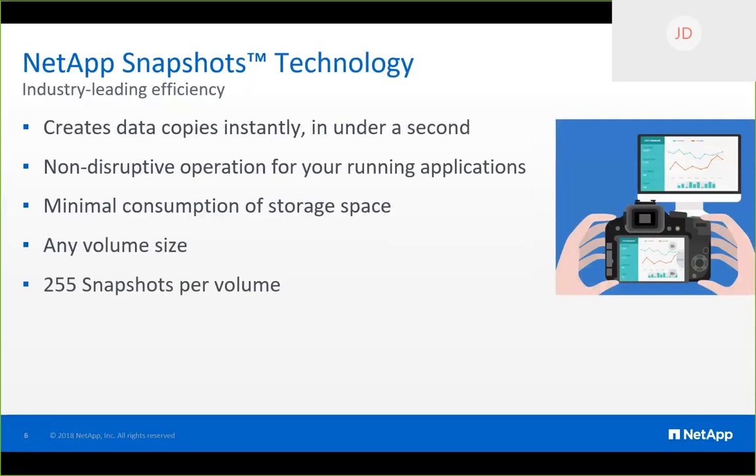So when we create snapshots using ONTAP, those snapshots are created instantly. They're non-disruptive. And this is really the coolest part. Your first snapshot of a volume takes up no additional storage capacity, and then any additional snapshots after that first snapshot only save blocks that have changed since the first snapshot. You could take snapshots of any size volume, and you could take up to 255 per volume.